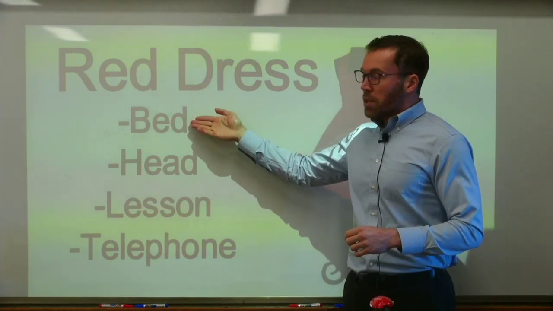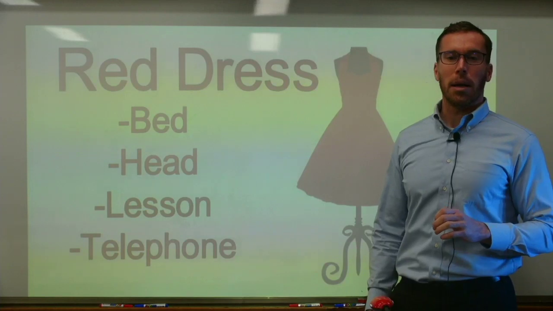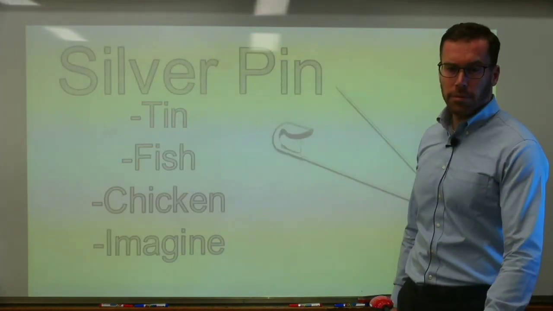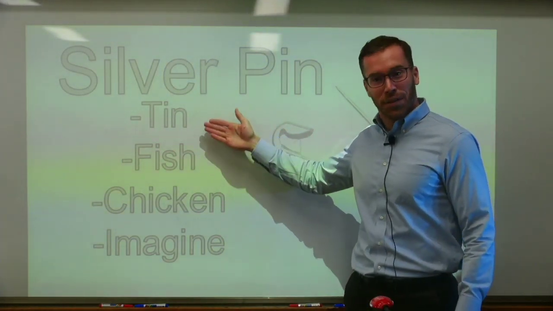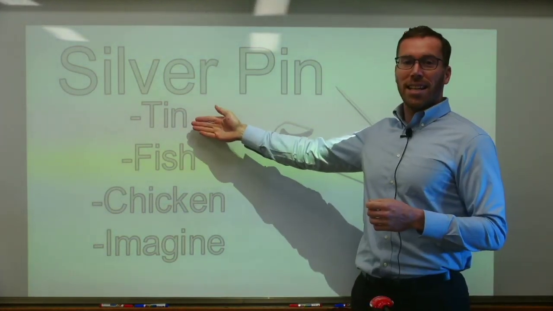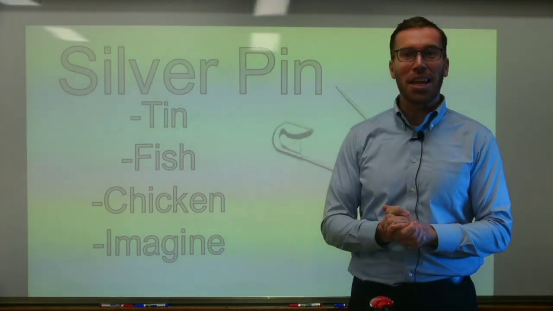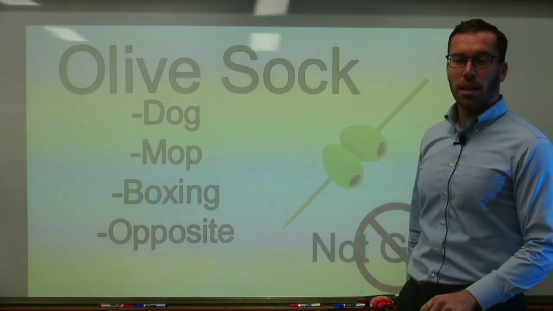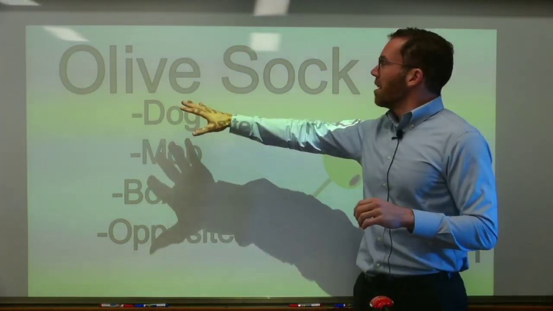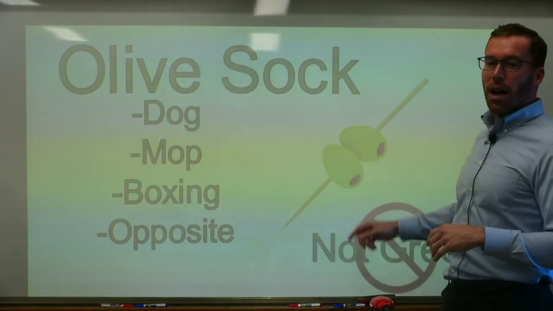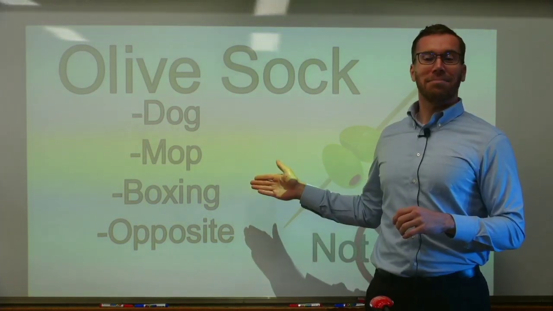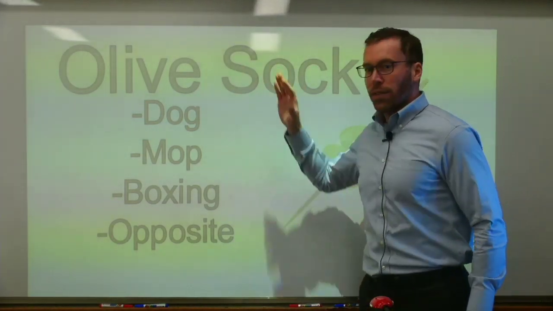Red dress. When you see a red word, use the E sound. Bed. Head. Lesson. Telephone. If a word you see is in silver, the silver color, we have the I sound. Tin, fish, chicken, imagine. When you see the olive color, not green, okay? Remember, green is the E sound. It looks like green, a little different. Olive. This is the O sound. Olive. Sock.